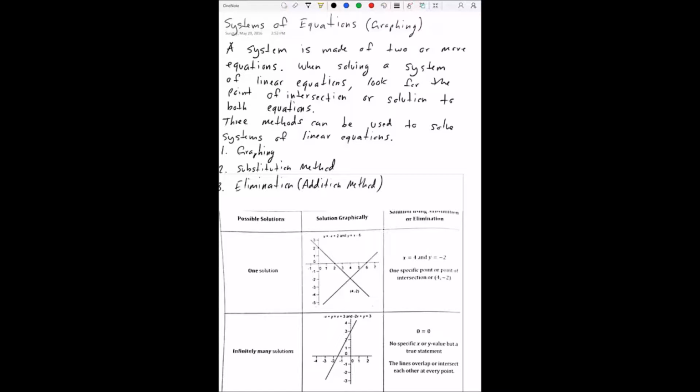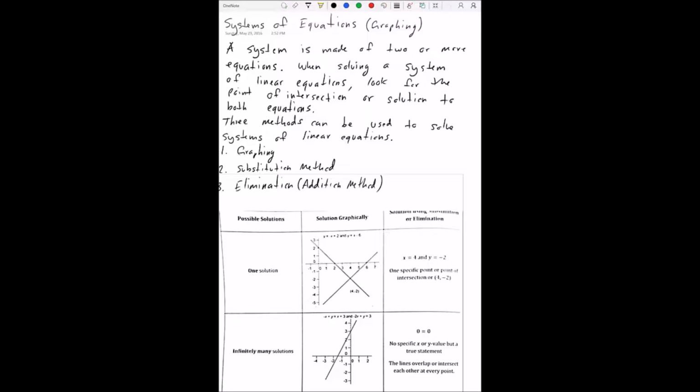All right, so we're going to go over systems of equations, be introduced to them, and figure out how to solve them graphically. A system is made of two or more equations, but for this example, we're only going to be using systems of linear equations. When we solve a system of linear equations, we look for the point of intersection, or solution to both equations.